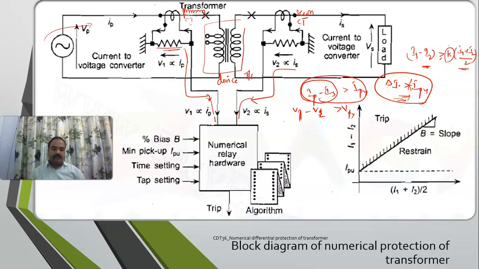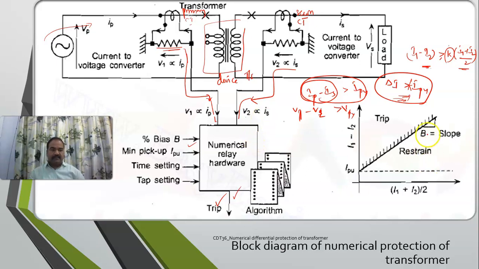So all these things will be provided to your numerical relay, and based upon that, it will compare these two signals. One is I1 minus I2, the other one is (I1 plus I2) by 2. Based upon that, it will wait for some time based upon your time delay setting, and then it provides you a trip signal. All this algorithm you are supposed to develop as a programmer.